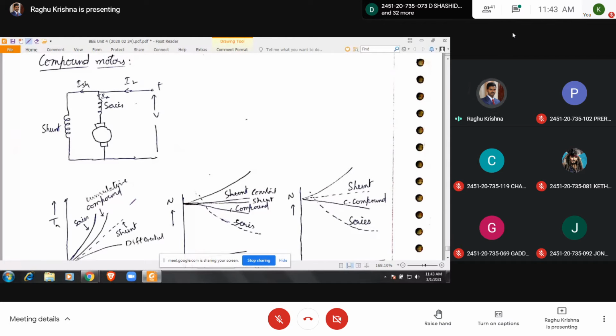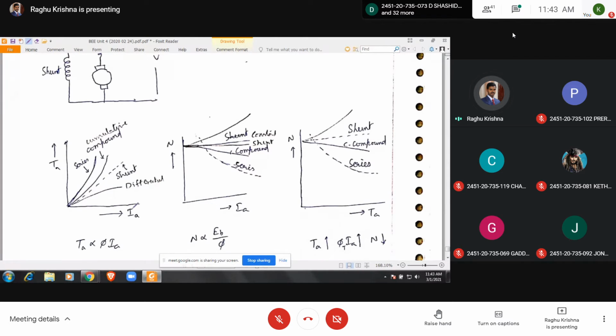series and shunt motor. Now coming to these characteristics, here I am going to show the characteristics of all types of motors. So first one, torque versus Ia. If you see a shunt motor, here this dotted one, see this.